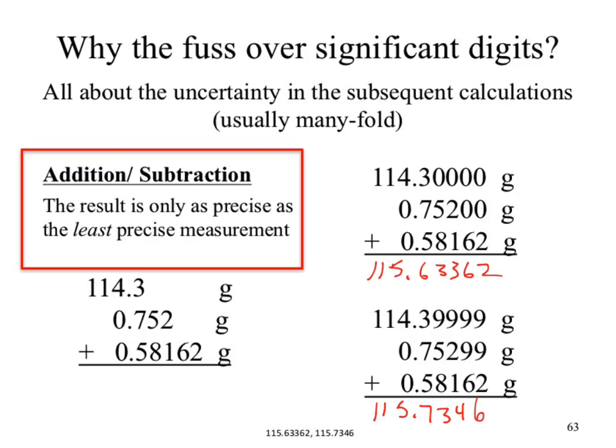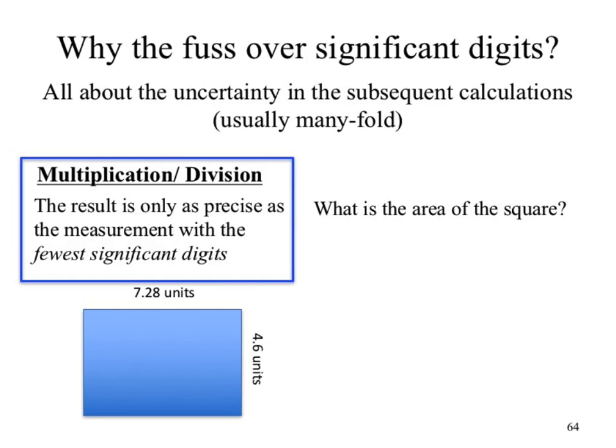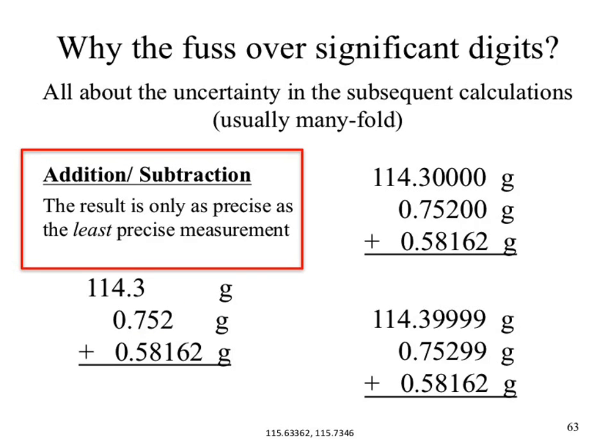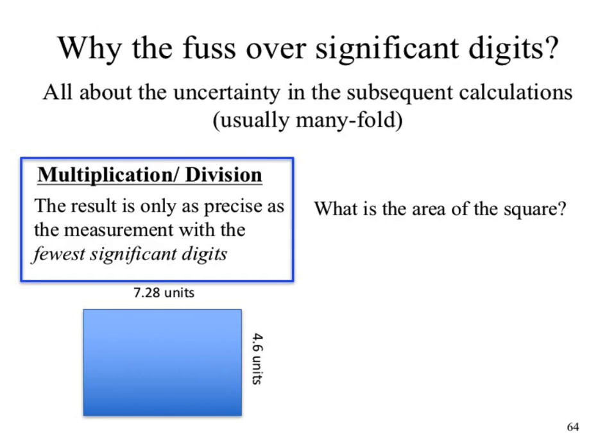Okay? Question? Okay. Are there other mathematical operations we can do? Yeah, like multiplication and division. Well, what's our rule with multiplication and division? The result is only as precise as the measurement with the fewest significant digits. Wait, isn't that what I just said? No, because you said what's just the least precise with the decimal. One says least precise, the other one says the number of significant digits.